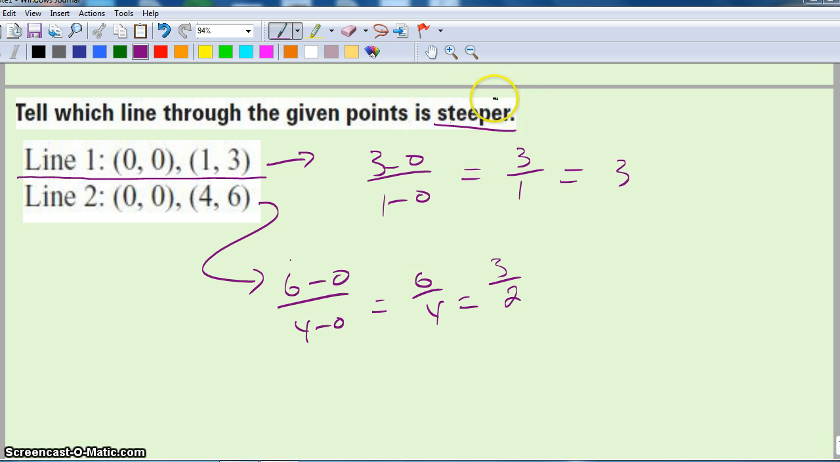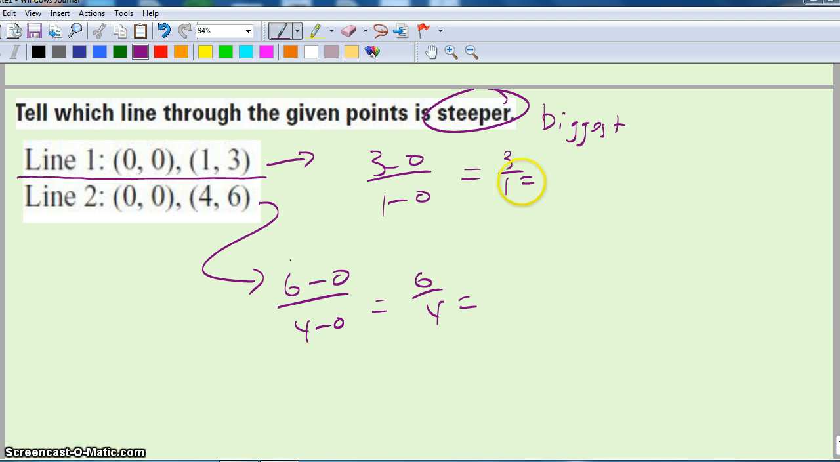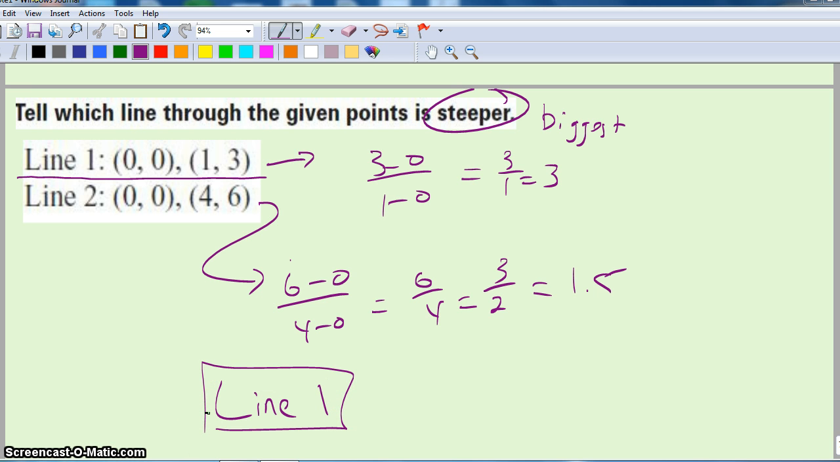Now the steeper part. Right. The steeper part just means which number is the biggest number. So that was 3. And if you reduce this, that's 3 over 2, which is 1.5. So that's 3 and that's 1.5. Which one is the biggest number? 3, which is line 1. So line 1 is the steeper line.